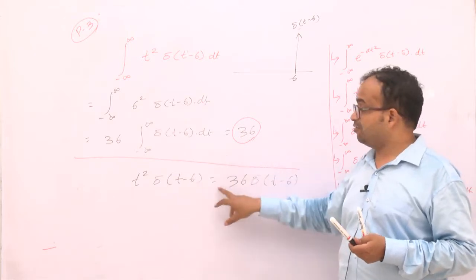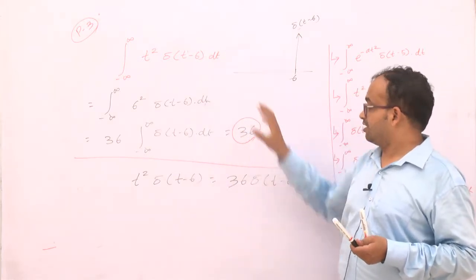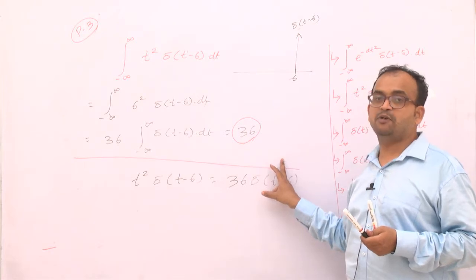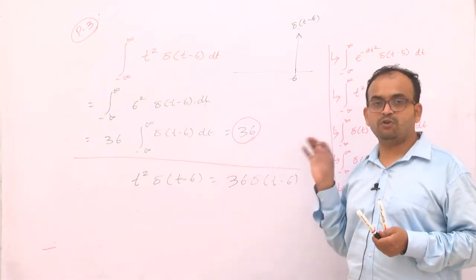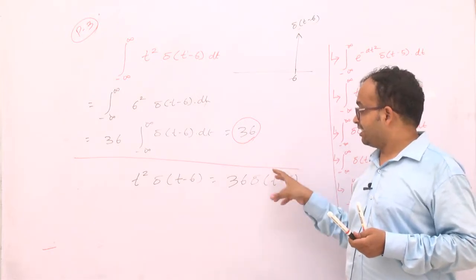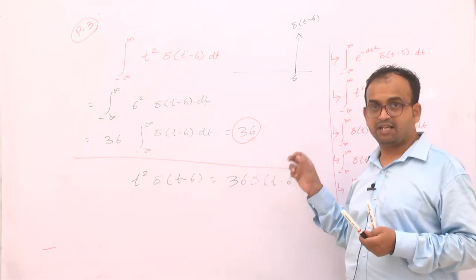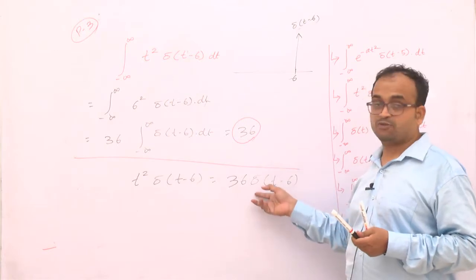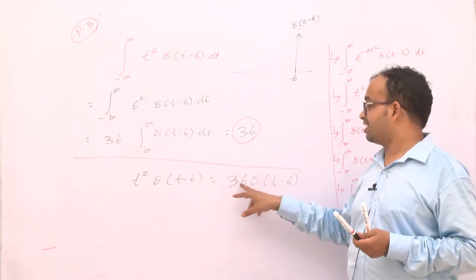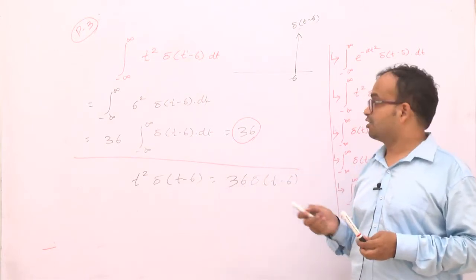If the integration is there, then you can take it as 1. Otherwise, we cannot take the delta t value as 1. The delta function will always be present. No one can change it to 1. This is a very strange and very important function, so we cannot neglect it. So the value will be 36 delta of t minus 6. Right? So don't confuse these two things.